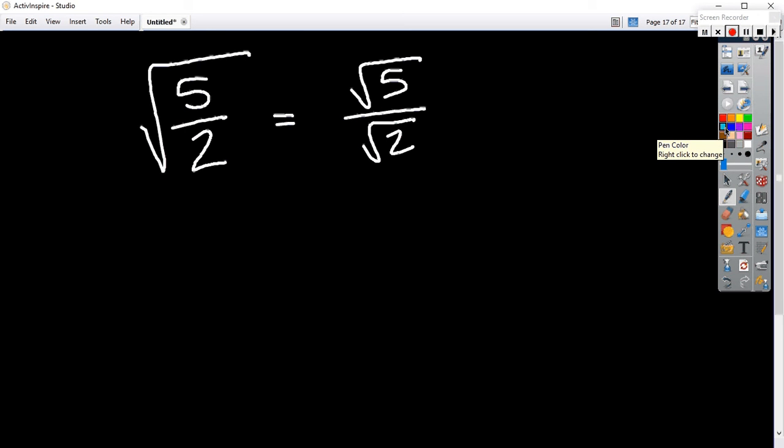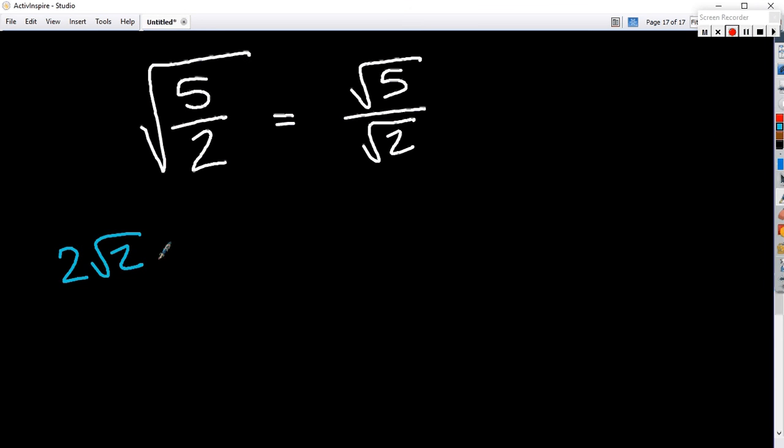Multiply by 2? You're very, very close. Not by 2, but if I multiplied 2 times the square root of 2, I would just get 2 square root of 2. What could I multiply it by to get it to go? Square root of 2 times square root of 2. Because if I have the square root of 2 times the square root of 2, that gives me the square root of 4, which then gives me 2.